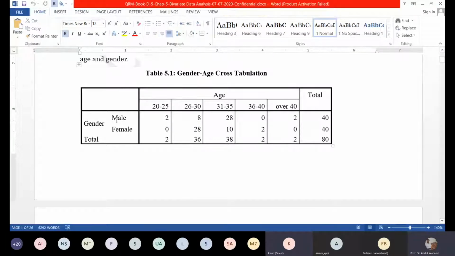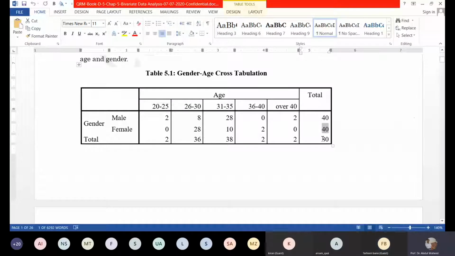So it means here we have males. In this group we have 2 males, then 8 males, then 28, and then 2. So there are a total of 40 males. There are a total of 40 females, and the total data is 80. Then in this group there are only 2 females and no males. Here there are 2 males and no females. Like this. So this is a cross tabulation. It's very simple.